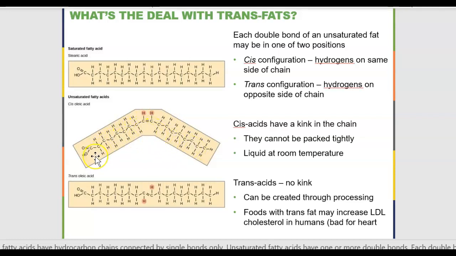and so it causes a little kink, a little bend in this chain. In the trans fats, which can be created through processing that people do, it takes something that would normally be a liquid, an oil, and not be saturated, and basically makes it act like it's saturated, because it straightens out this molecule, so it no longer has that kink in it. You can see why if you look at that. These trans fats are not good for us, because they can pack just like the saturated fats can in our bloodstream.